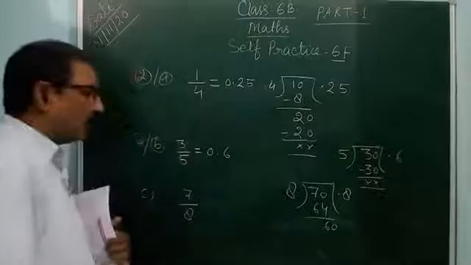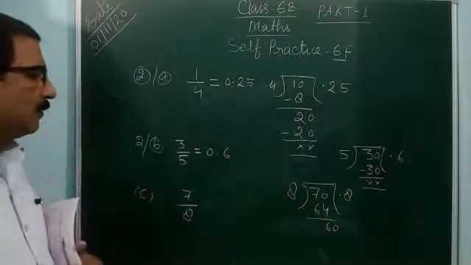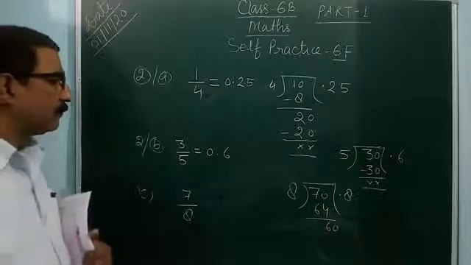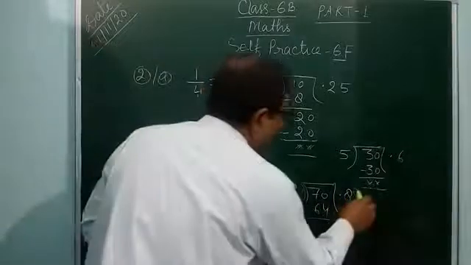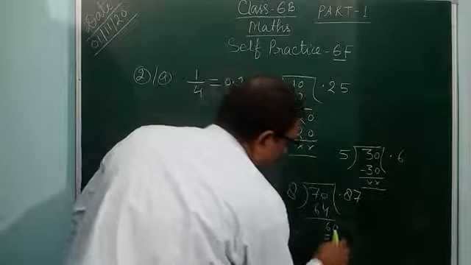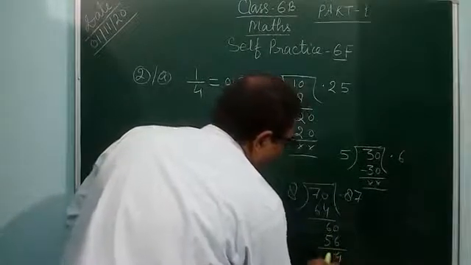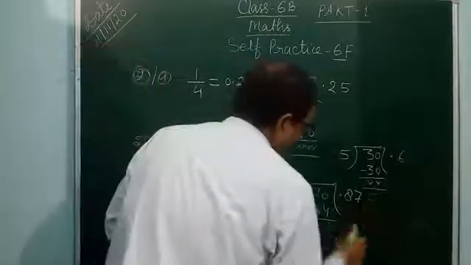So 8 6s, you can count the table. So 8 7s are 56. 10 minus 6, 4, and here 0. Now you can increase 0. 8 5s are 40.